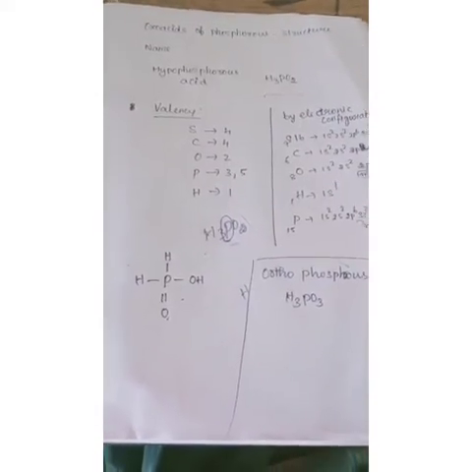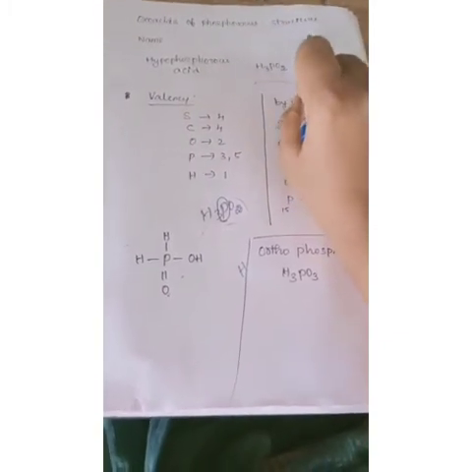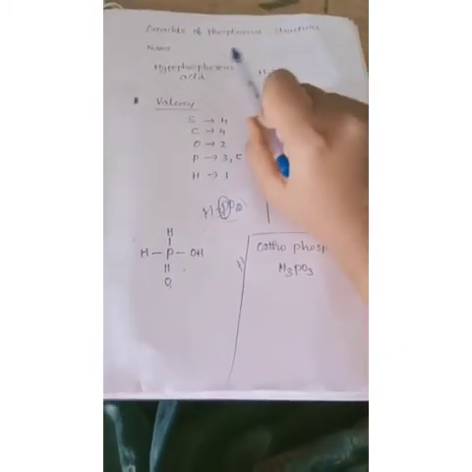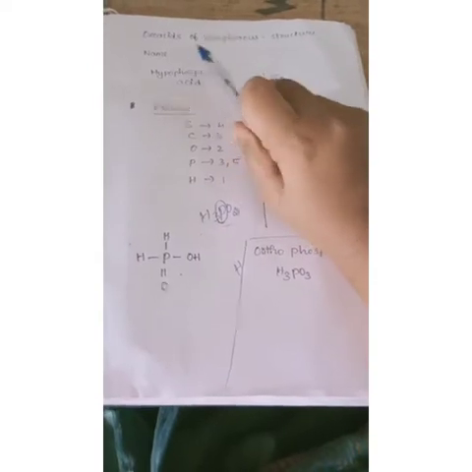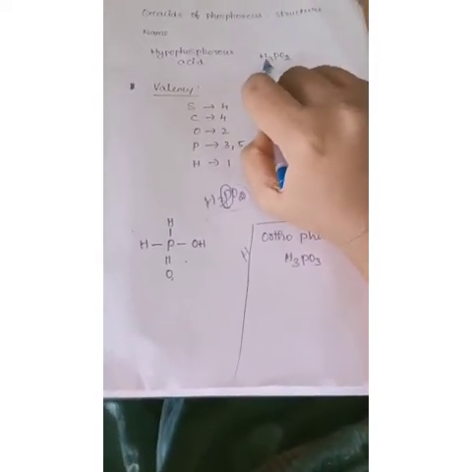Namaste students. Now we see about the oxo acids of phosphorus, how we can write the structure for this. First I take hypophosphorus acid. It has the chemical formula H3PO2.